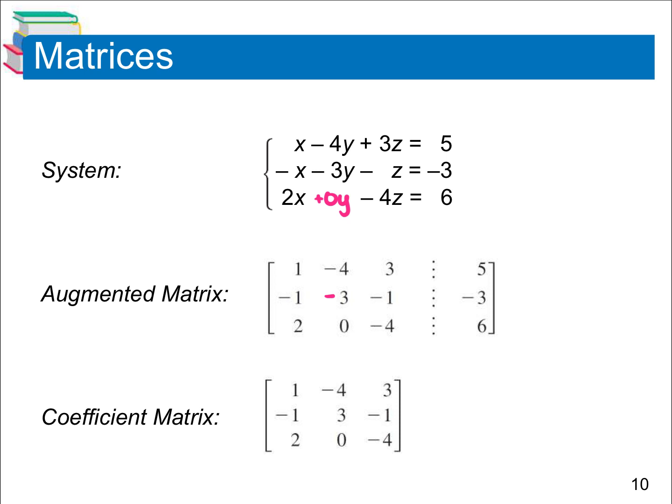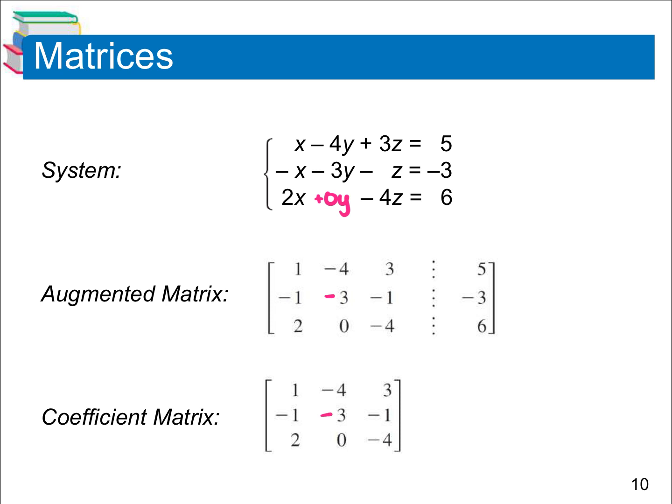Your coefficient matrix does not include your answers, and it's just the coefficients from all of your terms. So that's giving you the 1, negative 4, 3. The negative 1, this should be negative 3, negative 1. And 2, 0, negative 4.